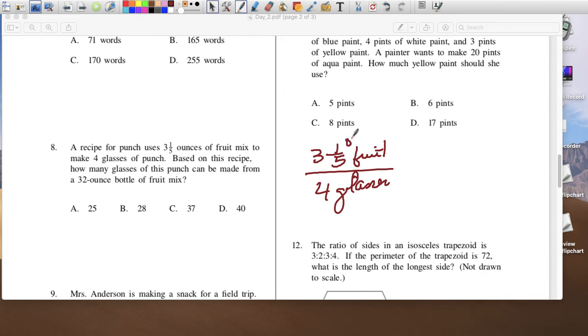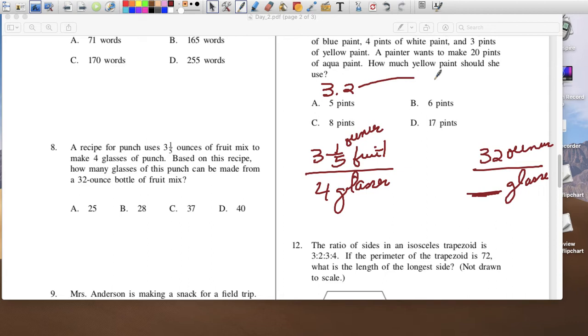Ounces, 3 1/5 ounces. 32 ounces. So if I had 32 ounces of fruit mix, how many glasses would I have? I'm missing this number over here. So again, 3 1/5, which is the same thing. And this one is actually worth changing to a decimal, because 3 1/5 is 3.2.